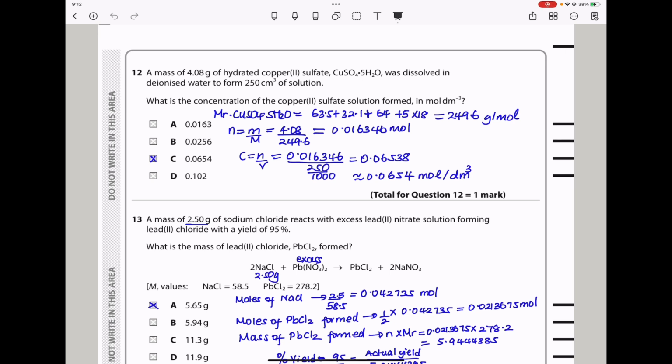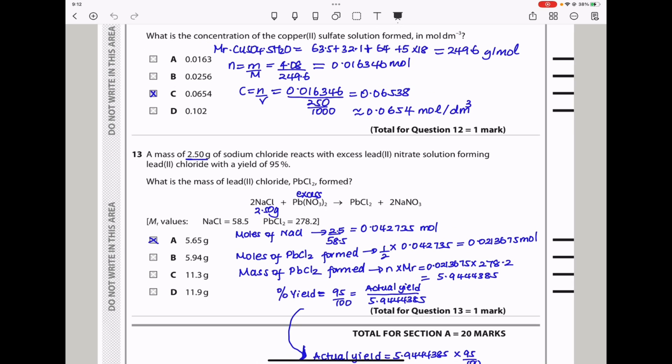In question 13, a mass of 2.50 grams of sodium chloride reacts with excess lead(II) nitrate solution, forming lead(II) chloride with a yield of 95%. What is the mass of lead(II) chloride formed? Since we were given the equation for the reaction, I just placed the information below each component. So 2.5 grams corresponds to this, and then we were told that this is in excess. So it means I'm going to use the number of moles of this because it's the limiting reagent. So moles of sodium chloride are going to be the mass divided by the molar mass, which is given here, and these were the number of moles I got of this that reacted.